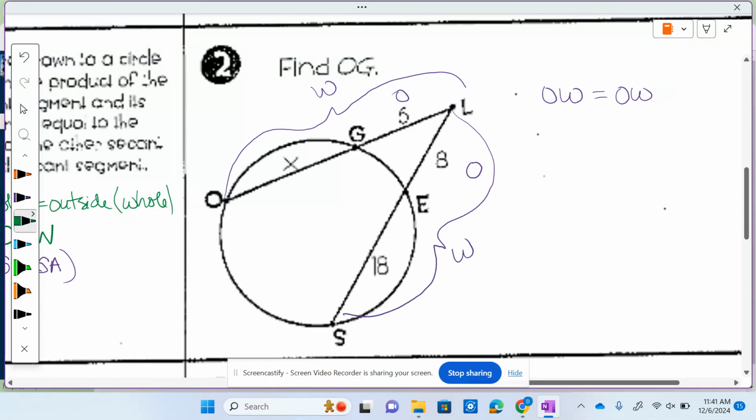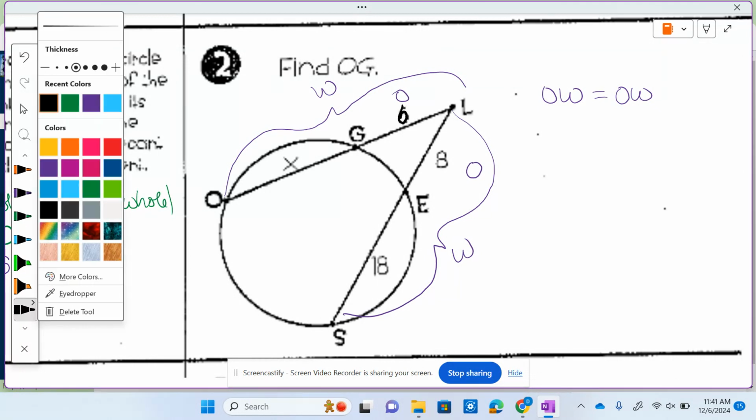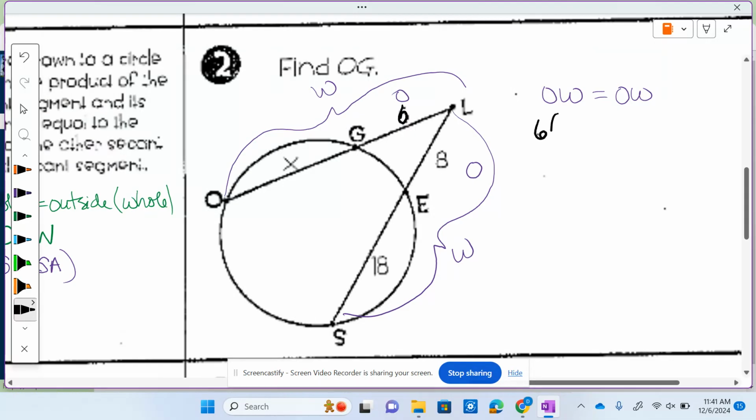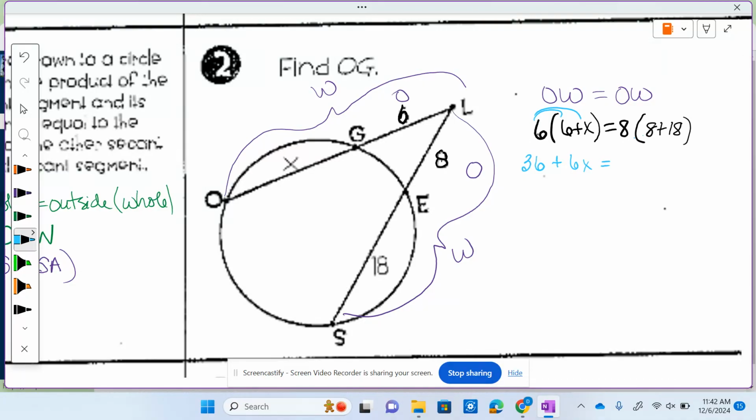So if I work with segment GL, that measure is, the outside is what? Looks like 6, yes? Okay, 6 times the measure of the whole secant, which looks like 6 plus x. Yes or no? Okay. Equals the outside, which is 8, times the whole secant, LS, which is 8 plus 18. It's the whole thing, okay? All right, so let's do some distributing. 6 times 6, 36. 6 times x, 6x. 8 plus 18 is 26 times 8 is 208, right?